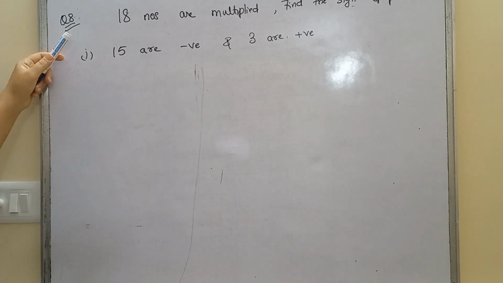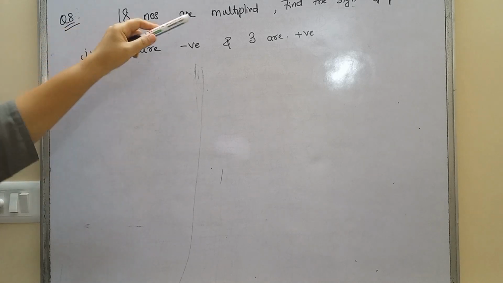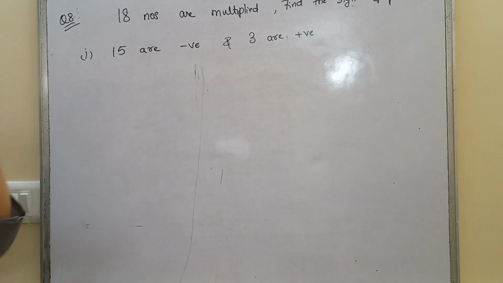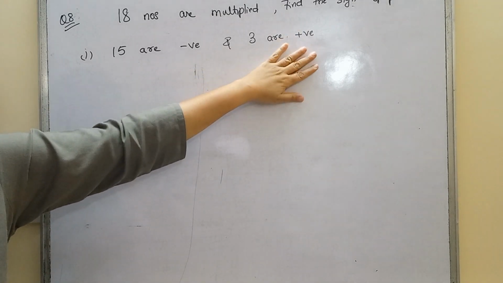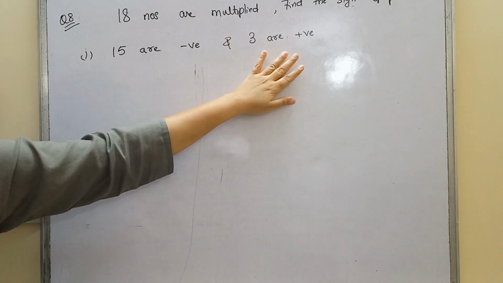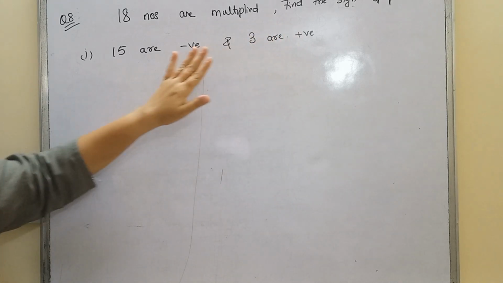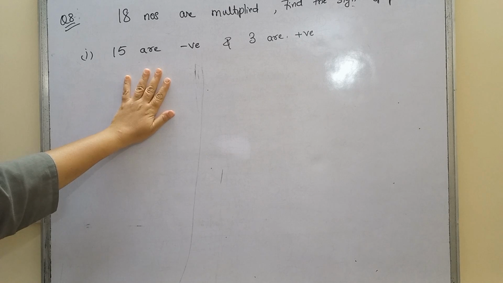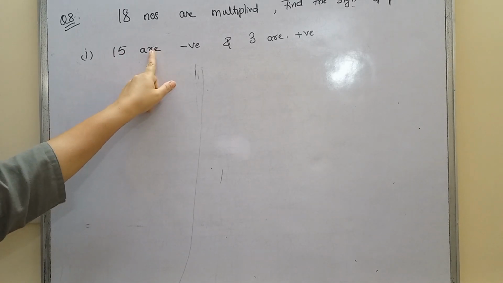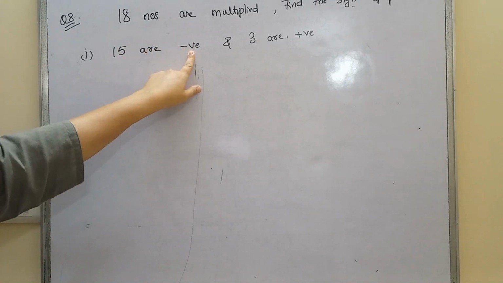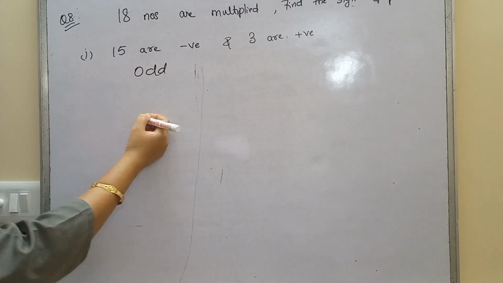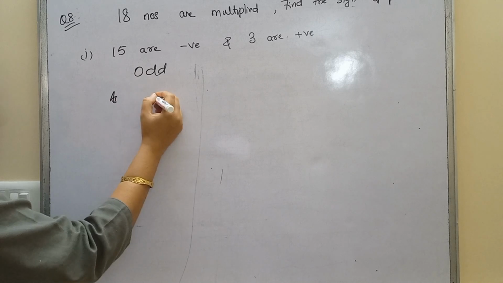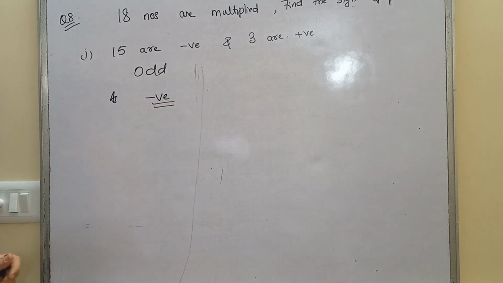Now in this question they are saying that 18 numbers are multiplied. Find the sign of the product if 15 are negative and 3 are positive. Forget the positive. Let it be odd or even, it will be positive only. Problem comes when it is negative. Now 15 negative means odd number. 15 is an odd number. Then the answer would be in negative form.